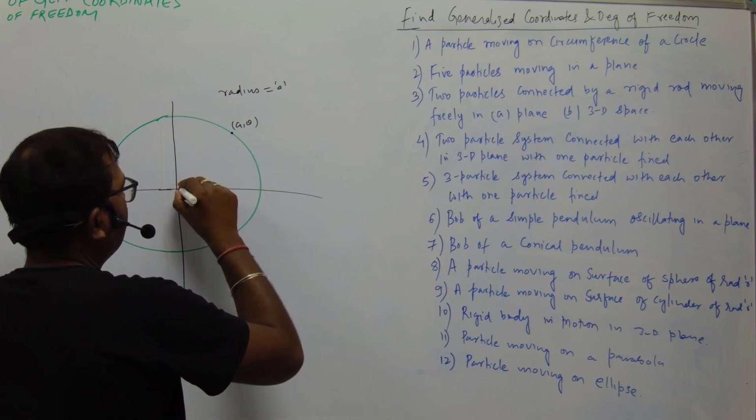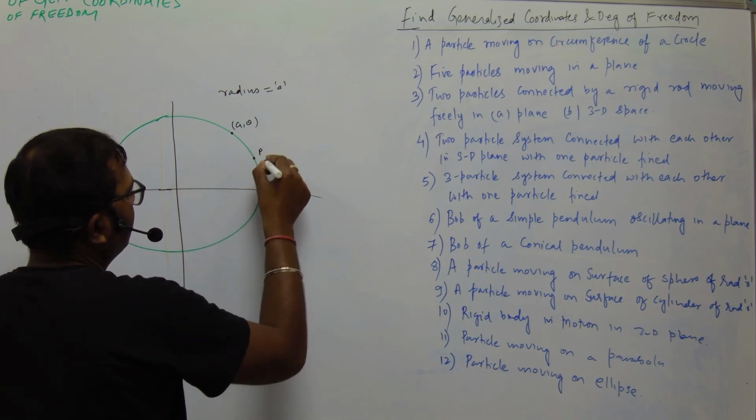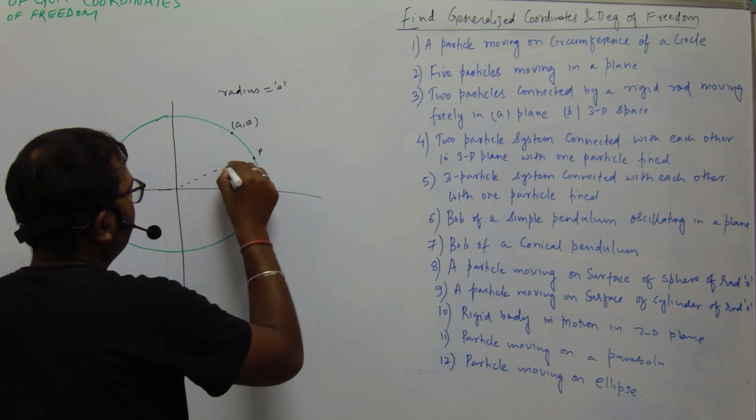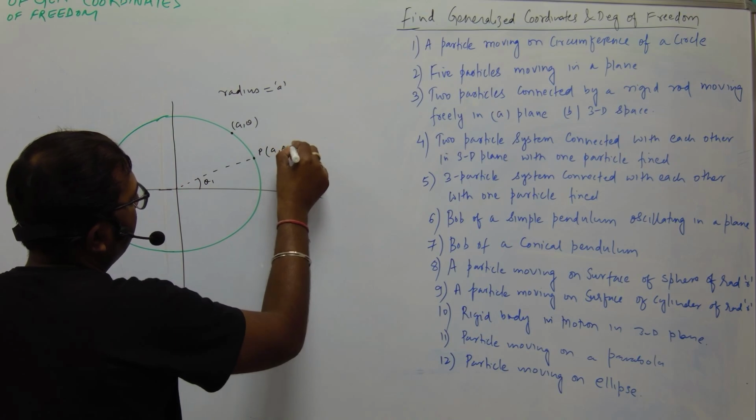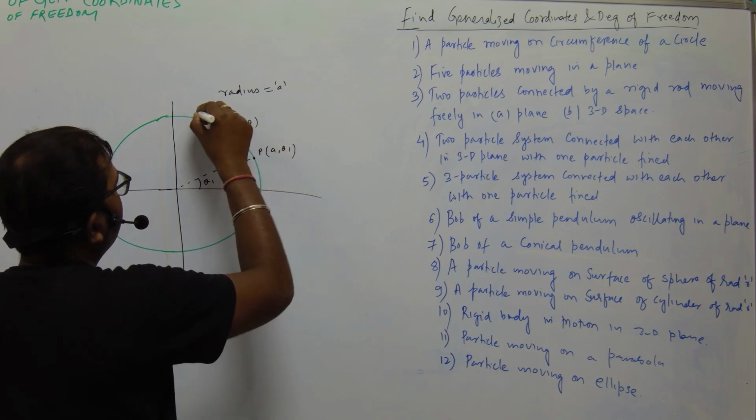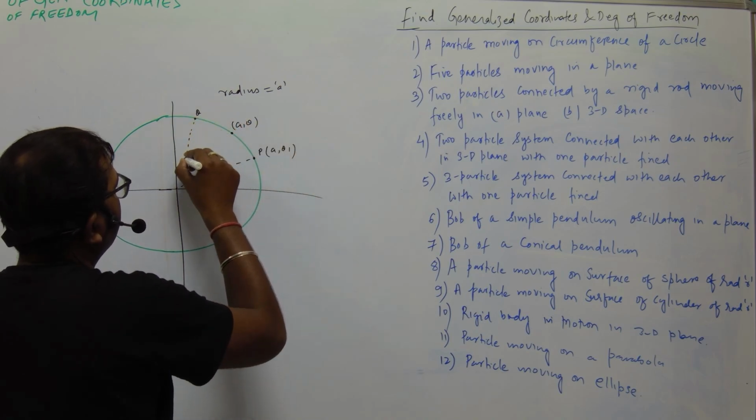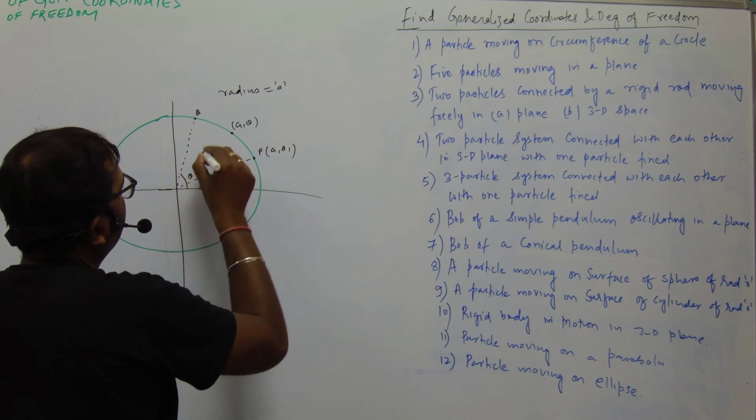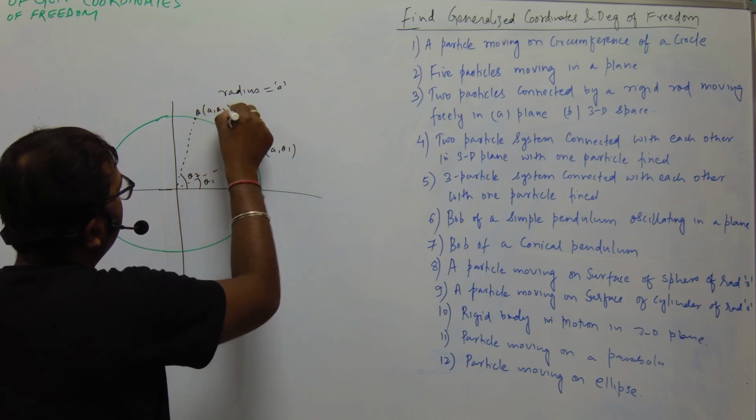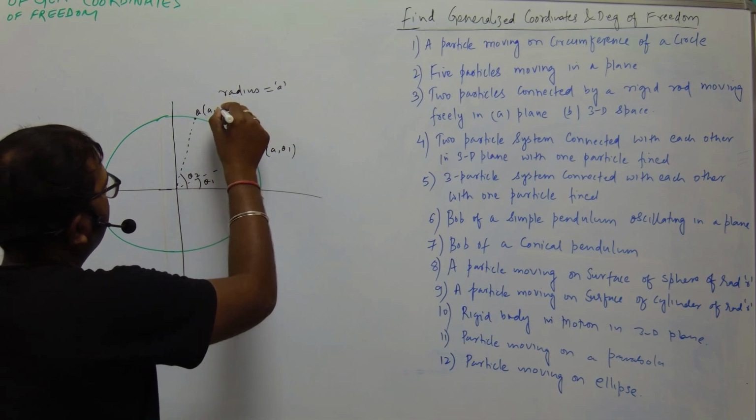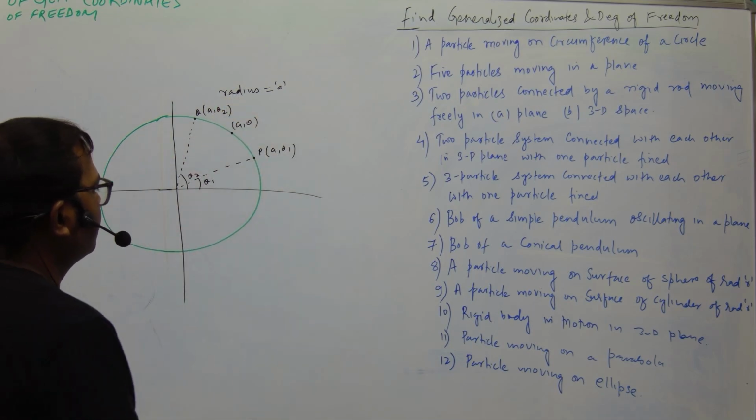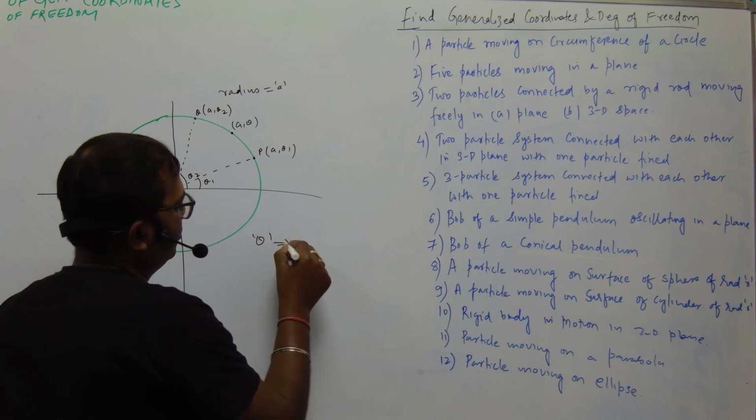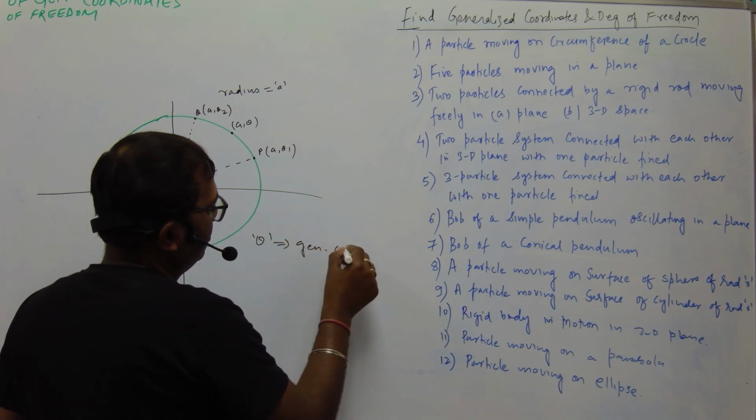Let us take a particle at this point P, which is at an inclination of theta 1. This coordinate is (a, theta 1). Let us take a particle Q which is at an angle of theta 2. So this is (a, theta 2). So only theta is determining the position of the particle. So theta is our generalized coordinate.